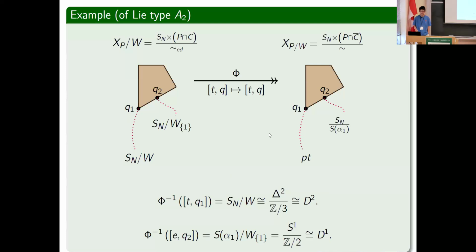And the fiber at this TQ2, we take E to be the unit of the torus. So the fiber of EQ2 is just the SQ1 mod the W1 action. We have already seen this quotient in the example of type A1. It is just a torus by the mirror reflection, so it is just an interval. In this example, we have already seen these two fibers are both contractible and locally contractible.